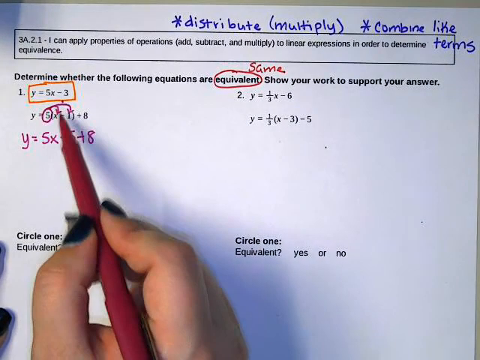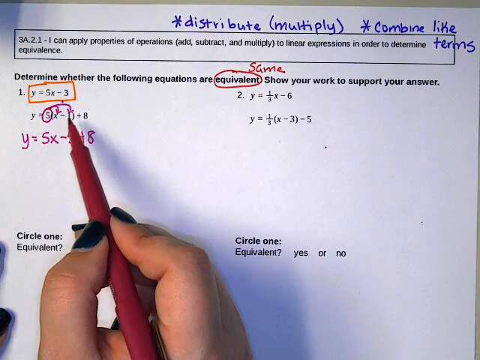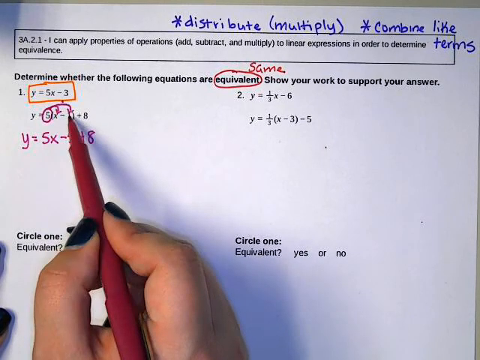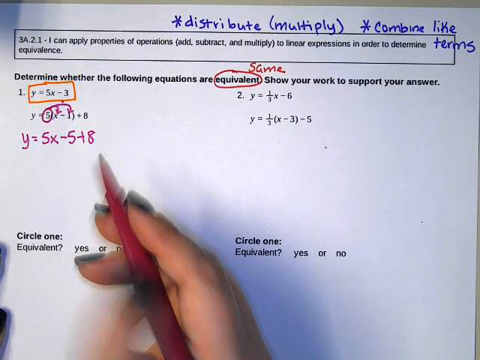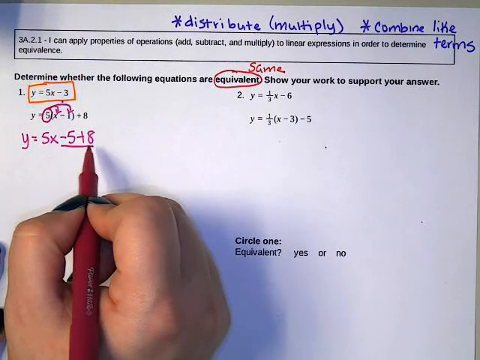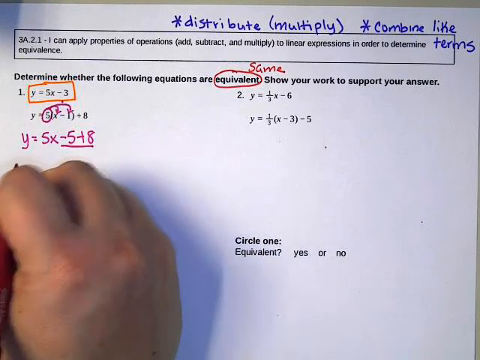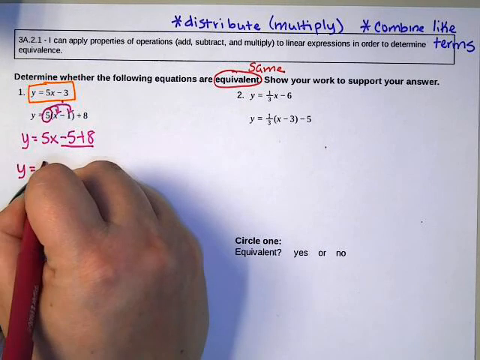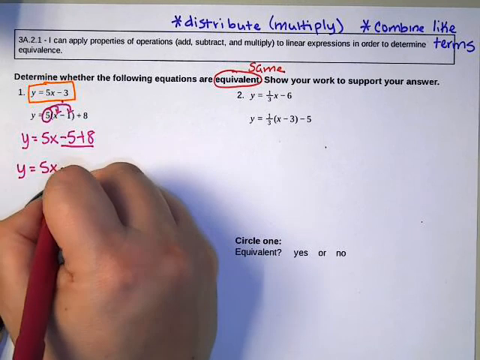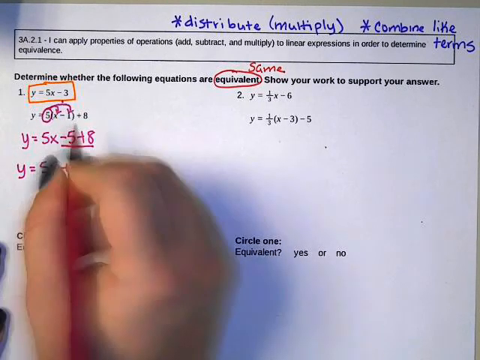So when we distribute that 5 inside, it goes inside to both pieces, and we do 5 times x to get 5x, 5 times negative 1 to get negative 5. The next thing we're going to do is combine the like terms. These are both just ordinary numbers, so we're going to take them and put them together. We get y = 5x, negative 5 plus 8 gives us a positive 3.